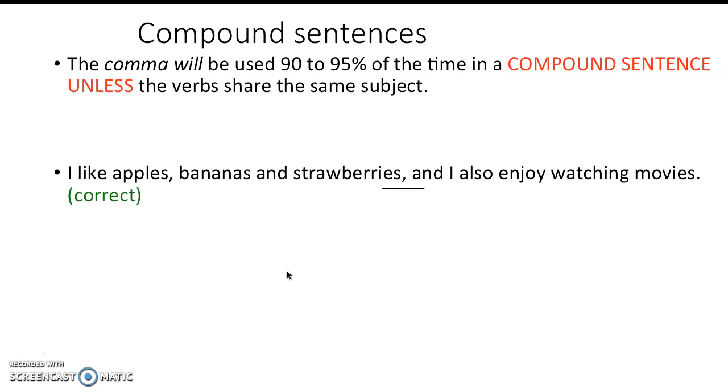Now, I like apples, bananas, and strawberries, and I also enjoy watching movies. This makes sense. This is a correct sentence. Why? Because here you have commas because it's an enumeration. So there are more than three items, so you put a comma there. I'm going to talk about it in another PowerPoint presentation.